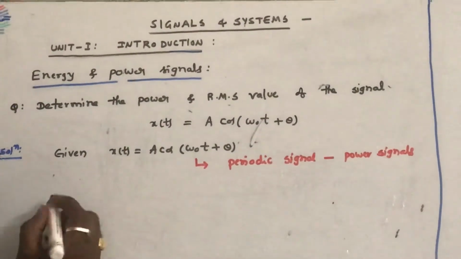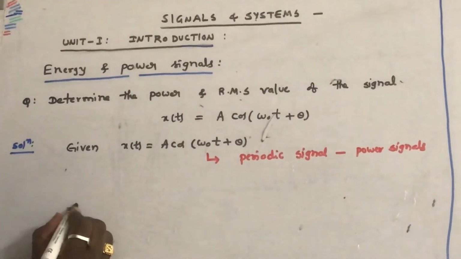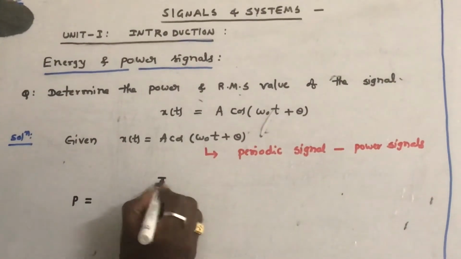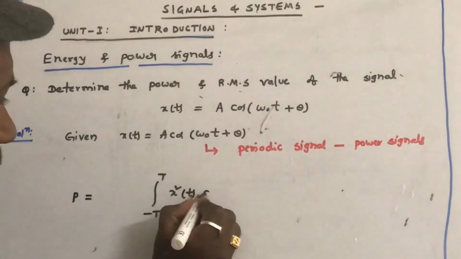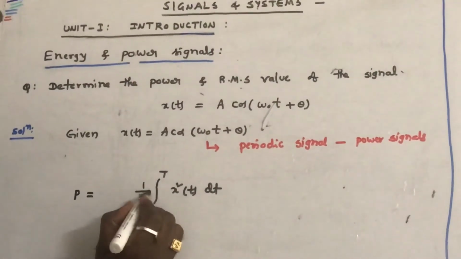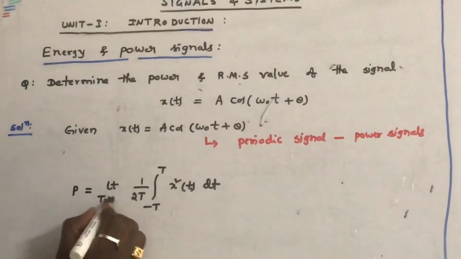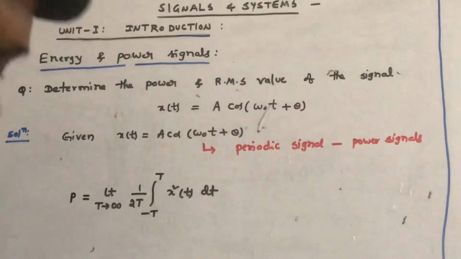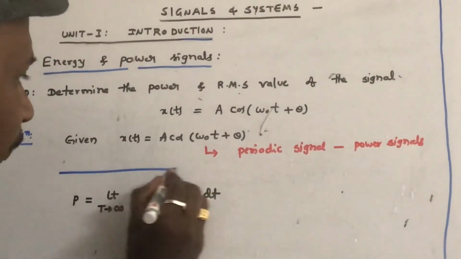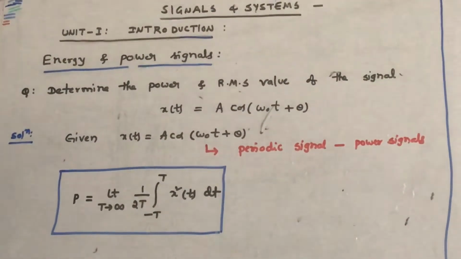As explained in the previous class, the definition of energy and power signals: how to calculate the power of the given signal? The power can be calculated by first squaring the given signal and dividing, because we will get energy. Power is nothing but energy by time, because the duration is 2T and the limit T tends to infinity. So we have to extend T from minus infinity to plus infinity. This is the power formula which I have mentioned in the definition.